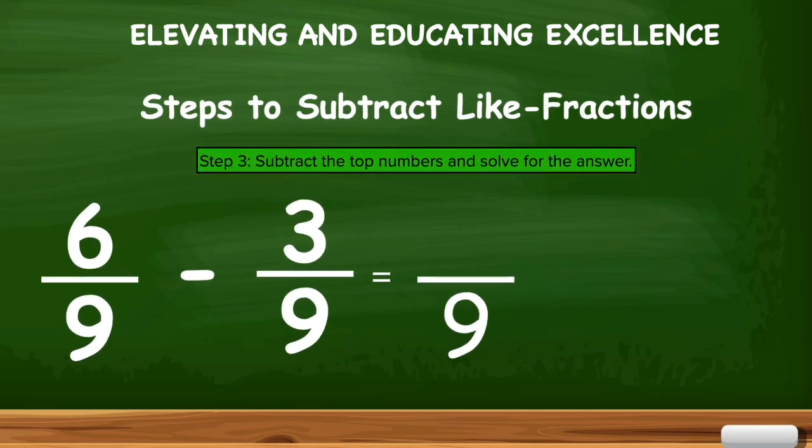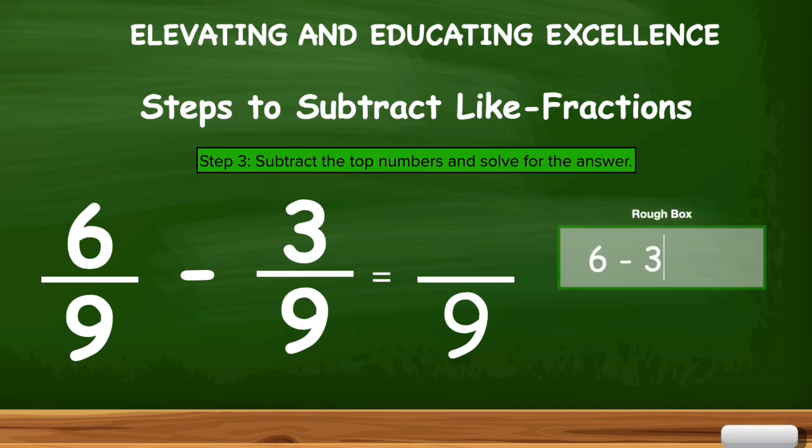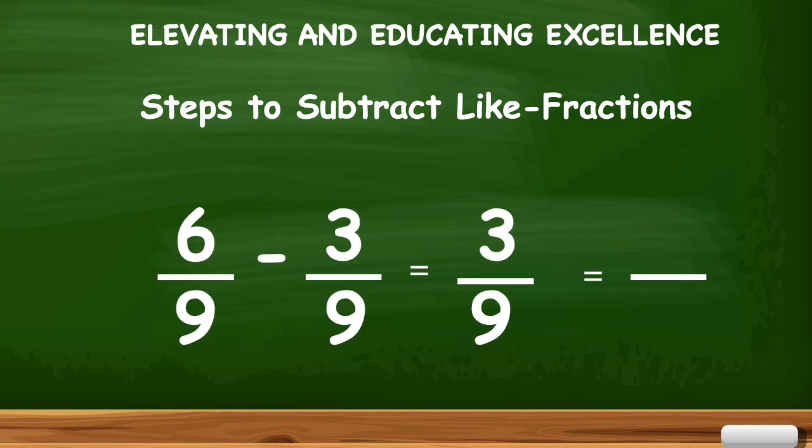Step number 3, subtract the top numbers and solve for the answer. So we're going to draw a rough box, and in the rough box, we're going to do 6 minus 3. 6 minus 3 equals 3. So we're going to move that 3 to the top number of the fraction in the answer section. So the answer is 3/9. But there's another step, and that is step number 4, simplify if necessary.